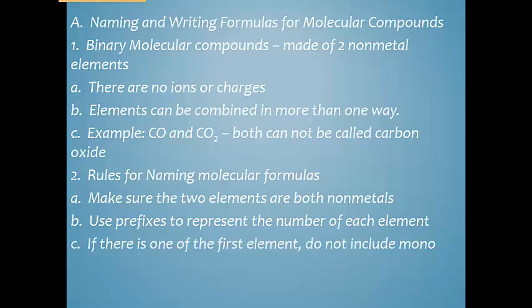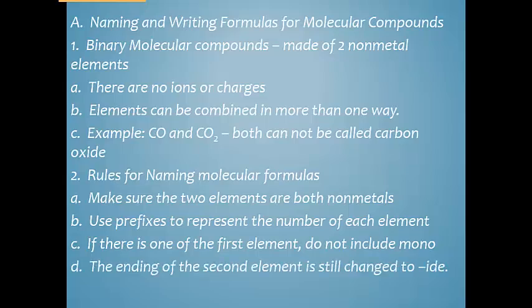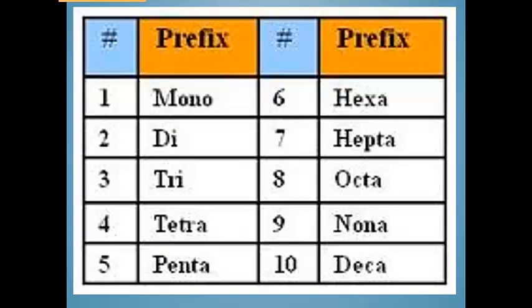And if there's only one of the first element, we don't include the prefix for one, which is mono. So we don't add the prefix to the first word if we only have one of them, but the second word always gets a prefix, whether it's one or whatever. The ending of our second element is still going to change to IDE. So that is a common rule with ionic versus the molecular compounds.